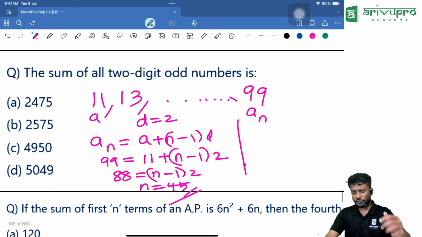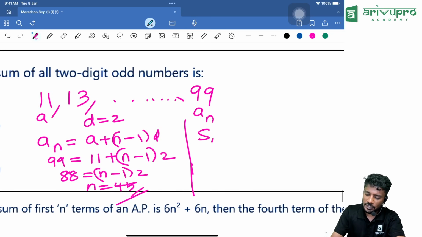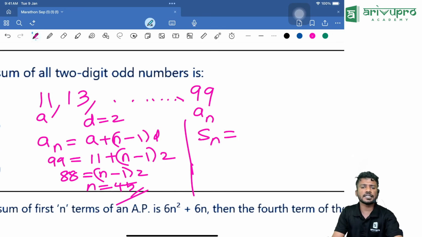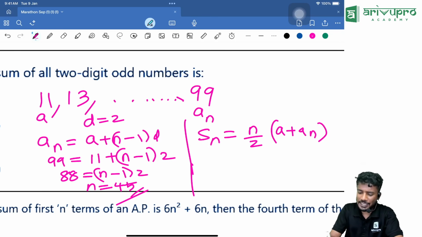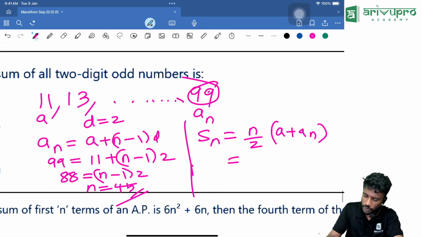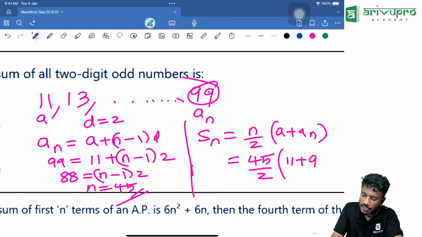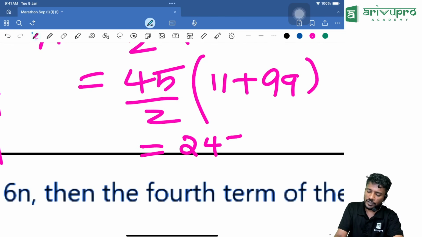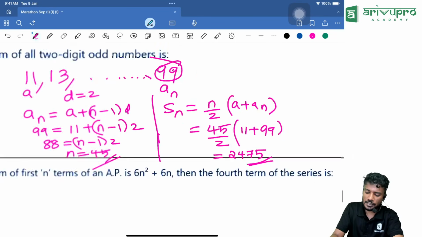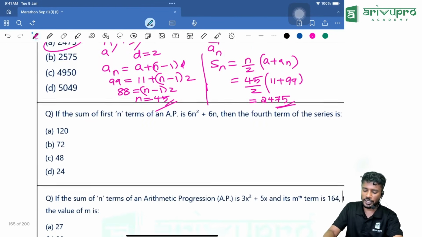You know the value of n, then can you find Sn? Sn is nothing but what? Sn is nothing but n by 2 into a plus an. We can directly use the formula because an is already there, which is equal to 45 by 2 into 11 plus 99. How much is the answer? 2475. Everyone got the answer? Option A is your answer.